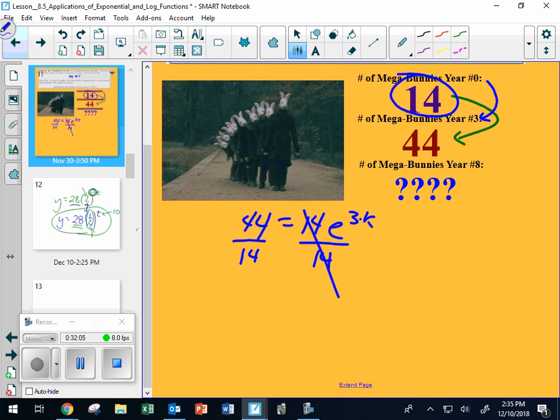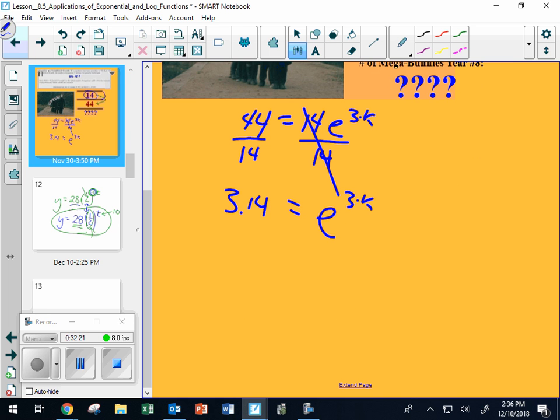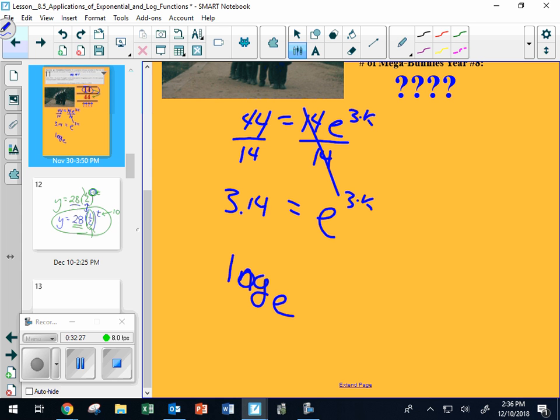Can't find my calculator. Help me out. Somebody, what's 44 divided by 14? 3 point what? Well, that's weird. That is not what I was expecting. e to the 3k. Okay, then I'm going to rewrite ln. That means log base e. I'm just going to write log base e. Too many kids get confused by that. Of 3.14 equals 3k. Is k alone yet? Nope. I'm getting close though.